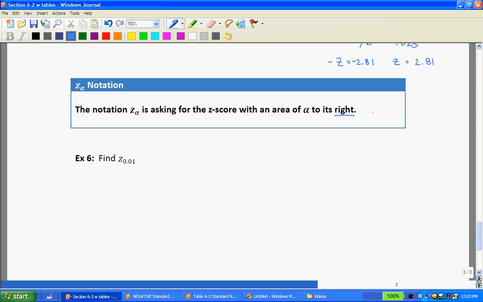So for example 6, I want to find z sub 0.01. Again, I draw a picture. And here's 0. If I have an area as small as 0.01, I know I have to be in the tail. And I know it has to be on the right side since we're going off to the right. So this area is equal to 0.01, and I'm looking for the z-score that's going to give me that.